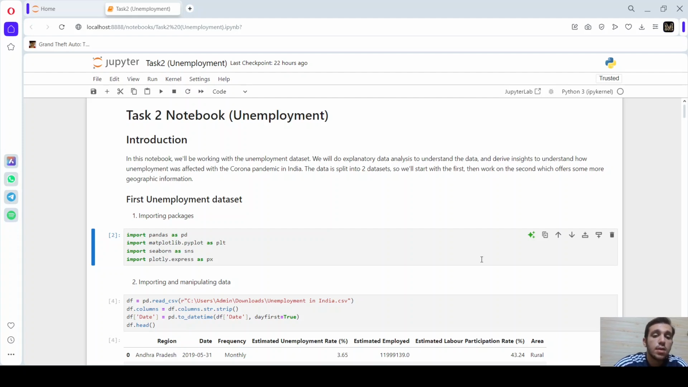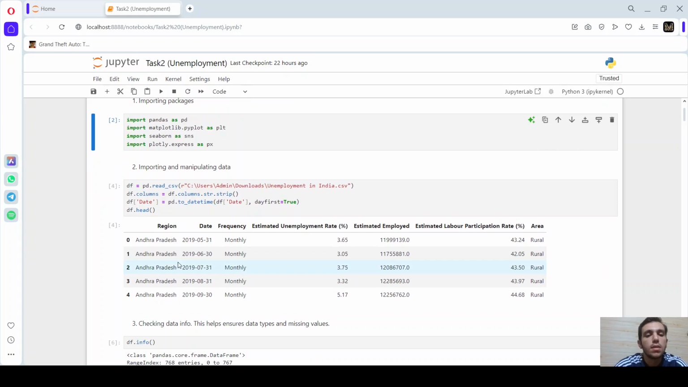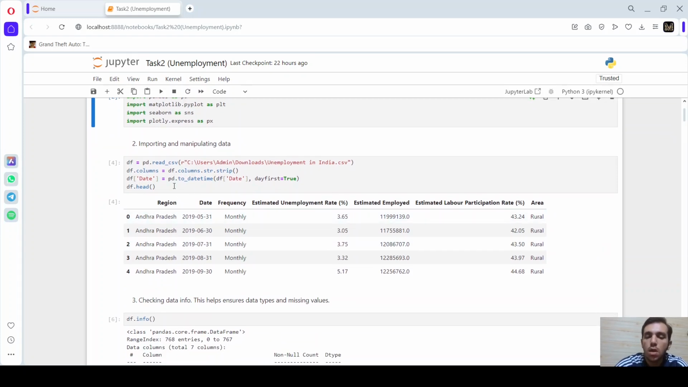So we first start with importing packages. We can first start by importing pandas for data manipulation, matplotlib, seaborn, and plotly express for data visualization. Then we import the dataset itself and store it in the df variable, and seeing the head of the dataset we see the region column, date column, frequency, unemployment rate, estimated employed, participation rate, and area columns.